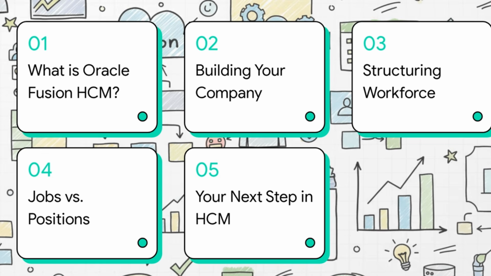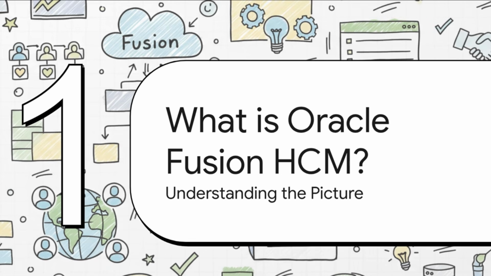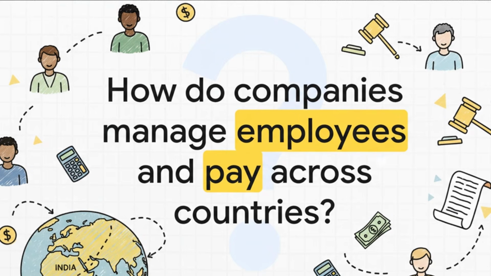So, shall we begin? Okay, so let's start with our first topic. We need to understand the big picture. What is Oracle Fusion HCM all about? Just think about this for a moment. Imagine a very big company with thousands of employees, and these employees are working in different countries, some in India, some in the US, some in the UK, everywhere. So how does this company manage everything? Things like hiring people, paying their salaries, managing their leaves, and on top of that, they have to follow the different laws of each country. It's a very big and complicated problem, right?